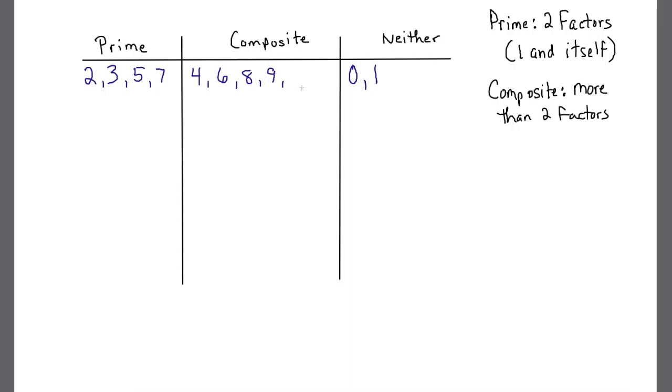Hopefully you're picking up on this by now, but 10 is going to be a composite number because it has 1, 2, 5, and 10. 11 is going to be prime. Only two factors, 1 and 11. 12 will be composite. We have 1, 2, 3, 4, 6, and 12. 13, prime. Only 1 and 13. So 14, think about it for a second. 14, hopefully you said composite, because we know that 1 goes into there, 2 goes into there, 7 goes into there, and 14.